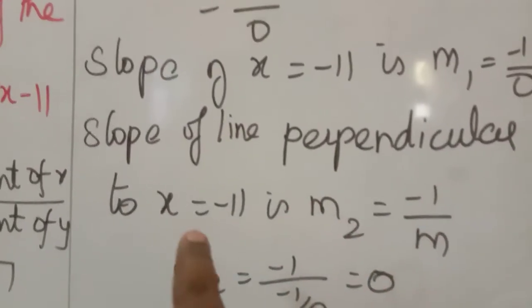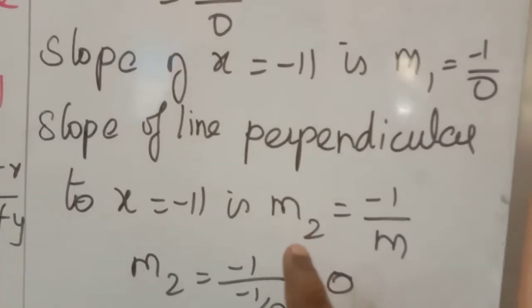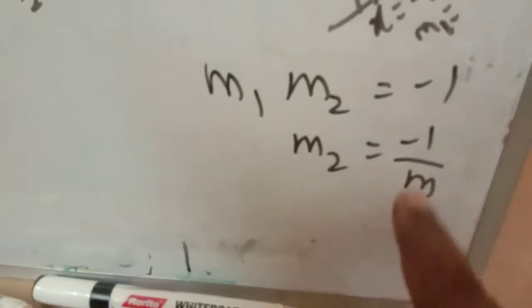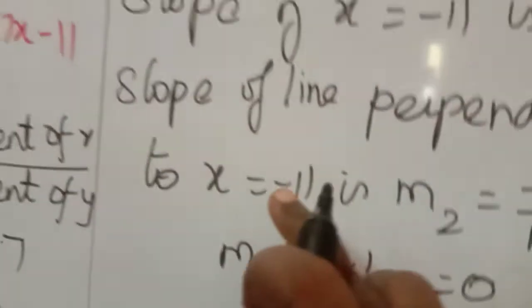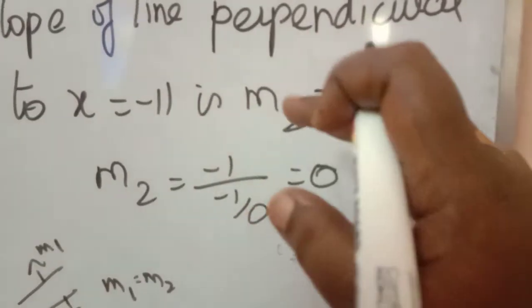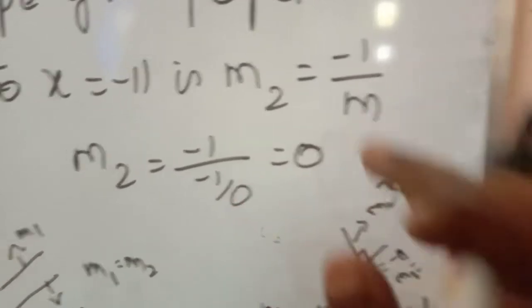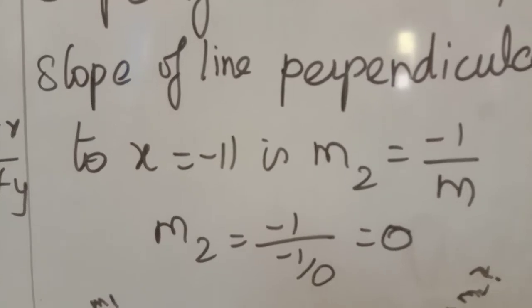Slope of the line perpendicular to x equal to minus 11, that is m2. Consider it as m2. So we have to find m2. m1 into m2 equal to minus 1 is the condition for perpendicular. So how will you find m2? m2 is equal to minus 1 by m1. Minus 1 by m1, minus 1 by this number, right? It's reciprocal. So 0 by 1, so 0. So slope of the line perpendicular to x equal to minus 11 is 0.